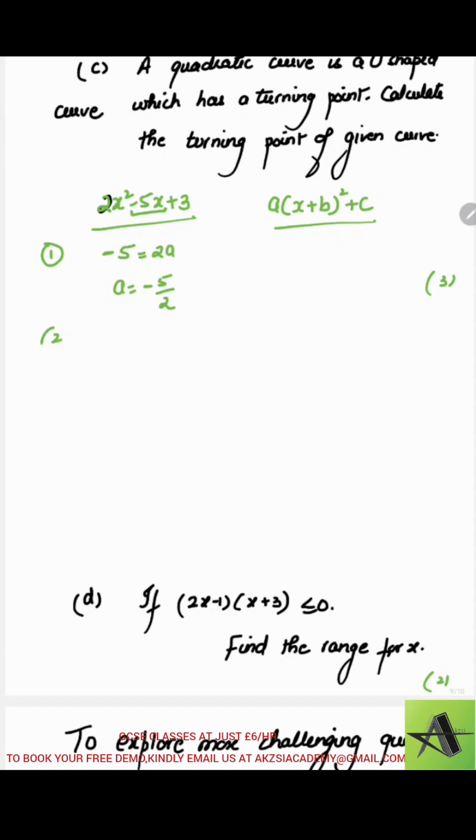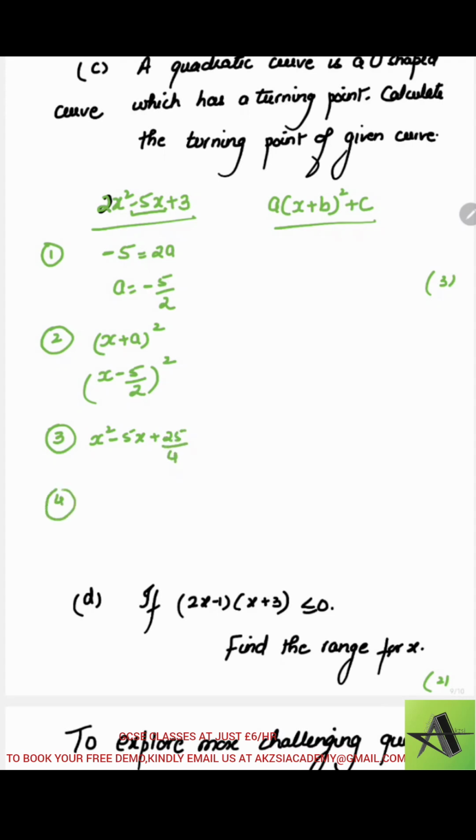The second step is now substituting the value of a in x plus a whole squared. So I have substituted, since I have calculated a as -5/2. Third, I need to expand this. Expanding x minus 5/2 times x minus 5/2 will give me x squared minus 5x plus 25 over 4.